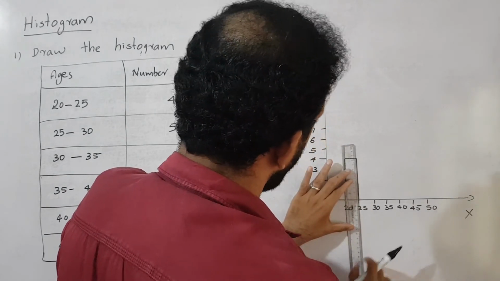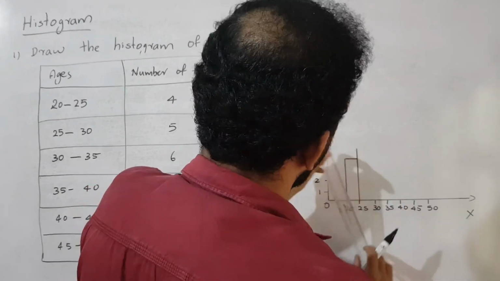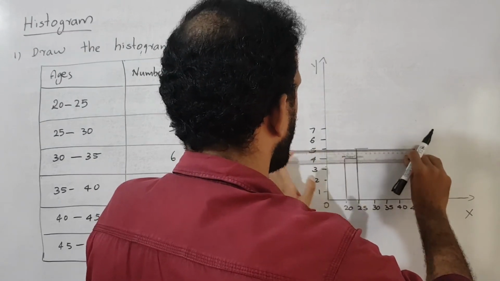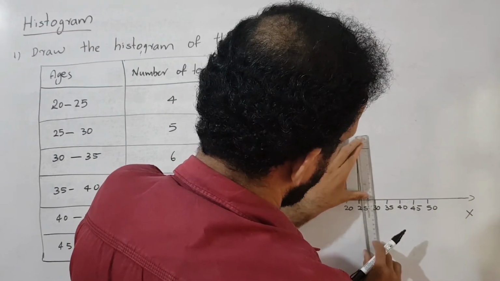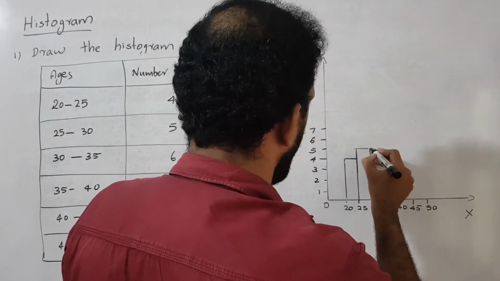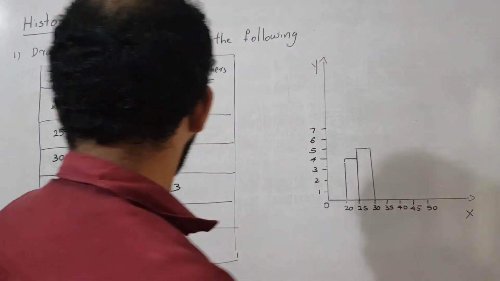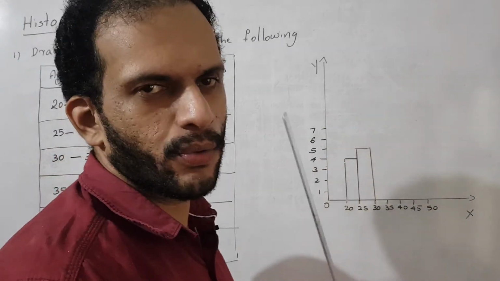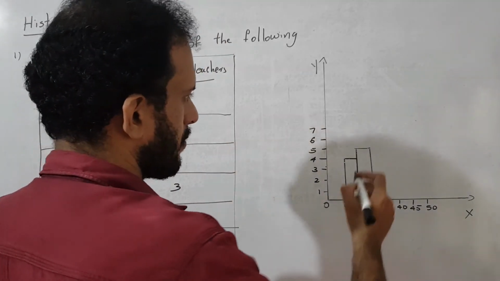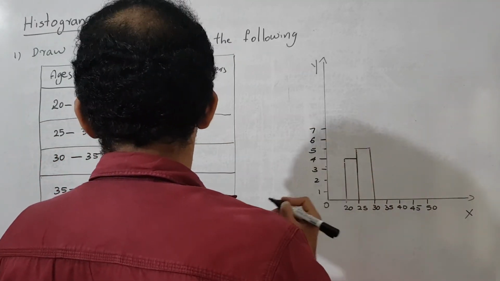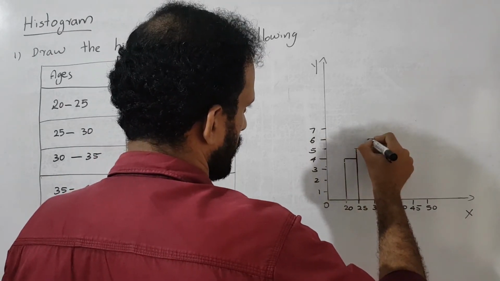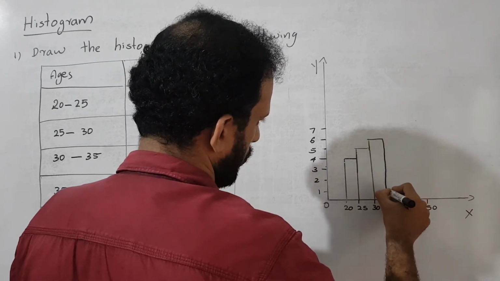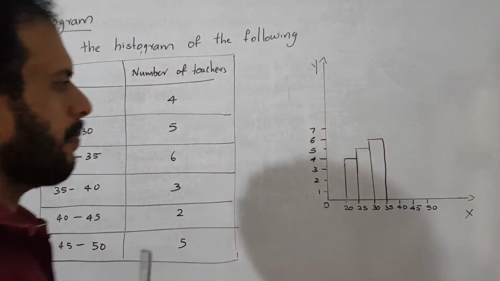So we keep the same line and draw the frequency 5 and end it at 30. Then what is next? Next is 30 to 35, the frequency is 6. As before, you must draw using the scale. I am drawing simply now. Then 6 is here, we just draw 6. Draw like this, use the scale to draw the bar.